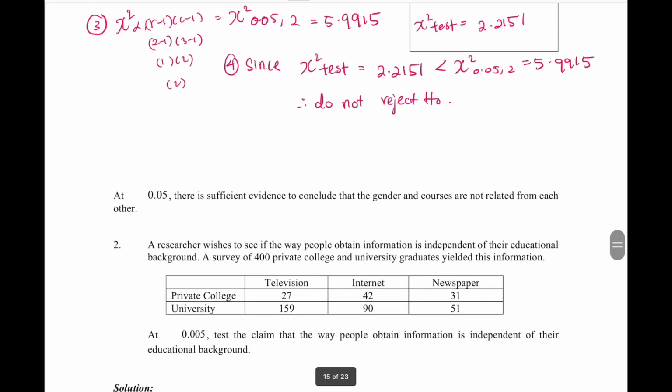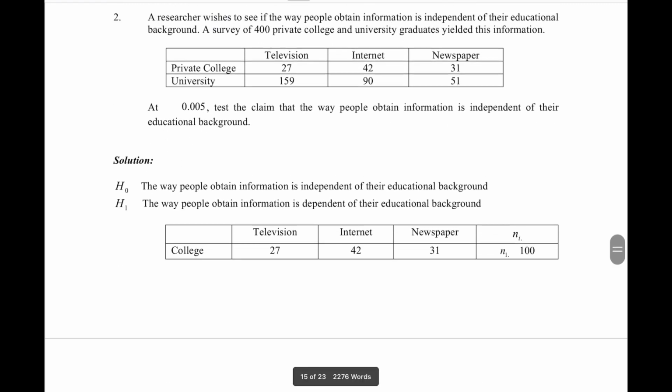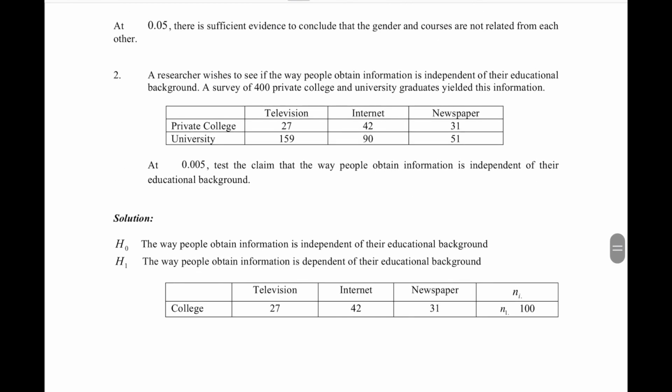Okay. So now about the university here. About the what, this one?